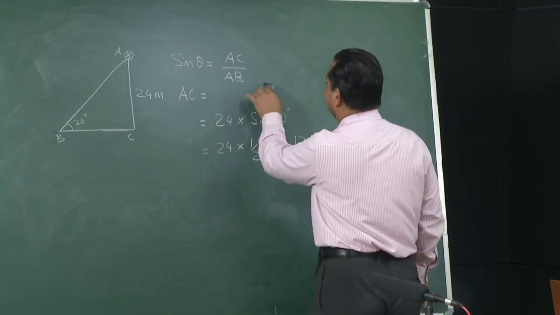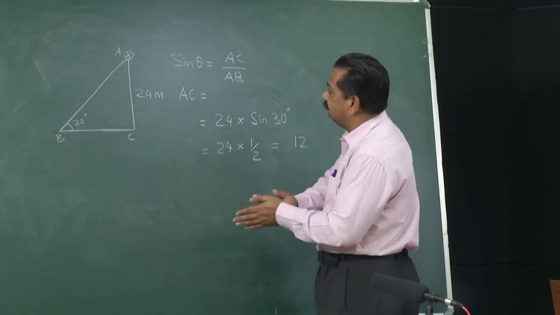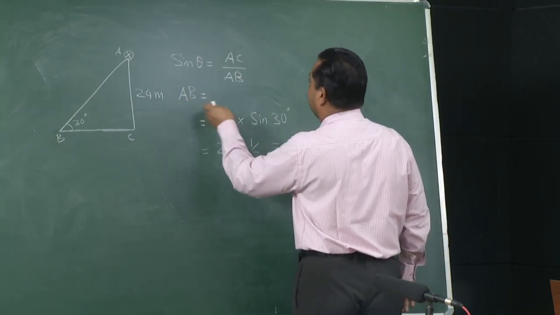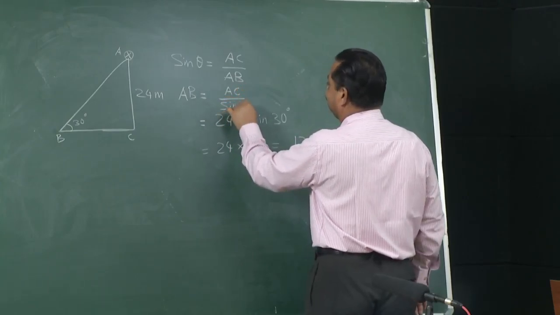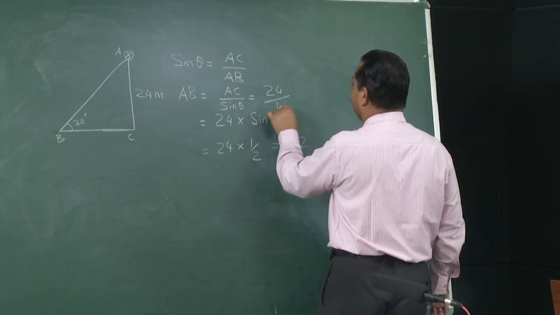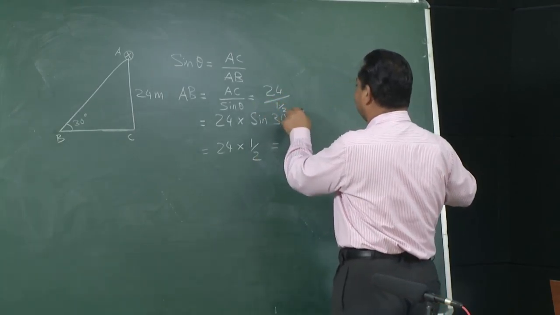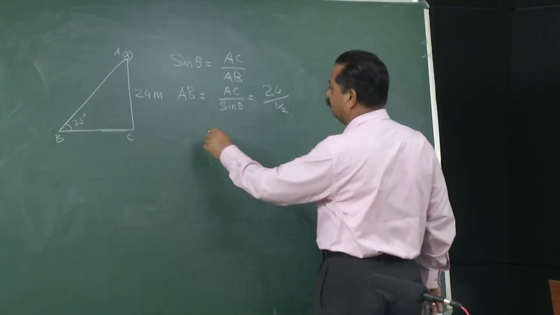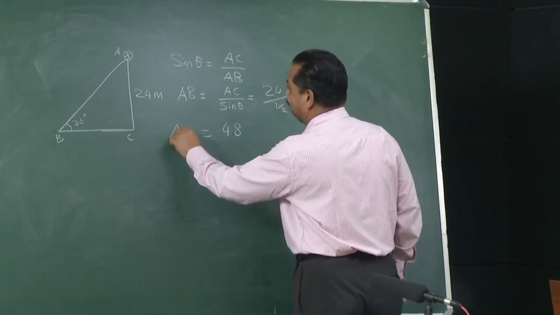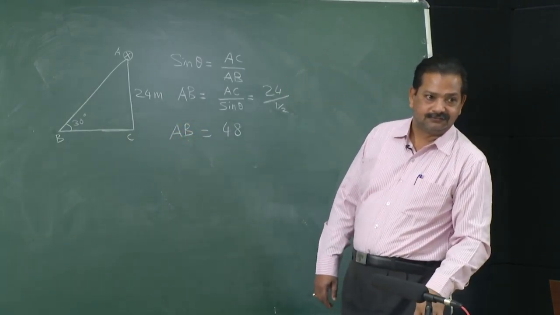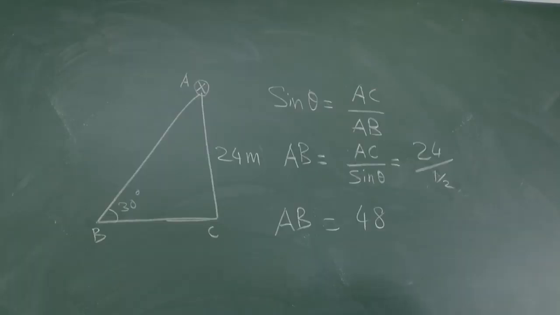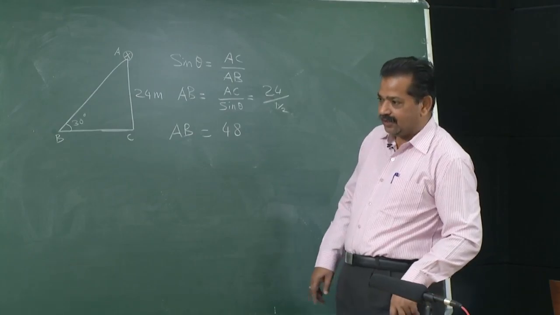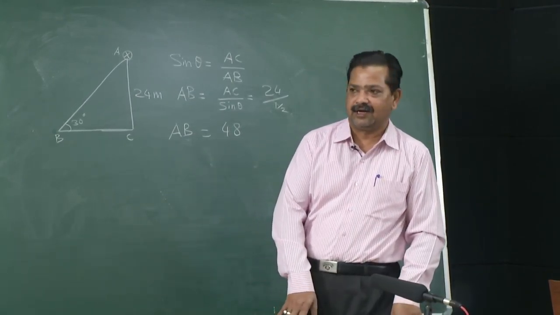Sorry. This is AC divided by sin theta. AB is AC upon sin theta, right? 24 upon 1 by 2, so this comes to 48. AB is 48. Did you understand? Okay. So next.